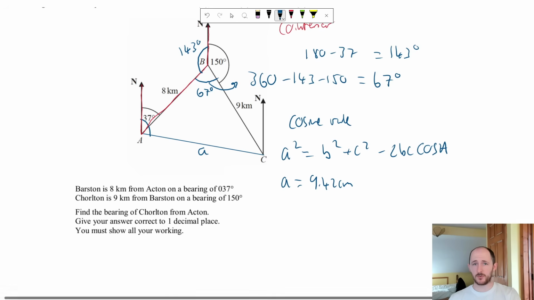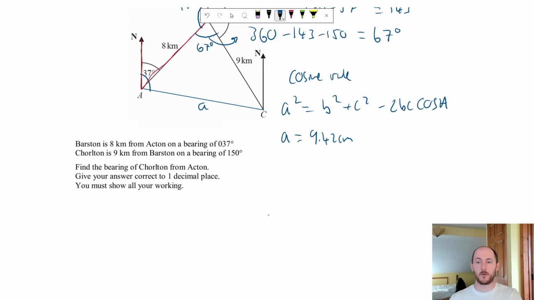And then if we're using the sine rule, that's just, if we're working out an angle, I like to put the angle on top.